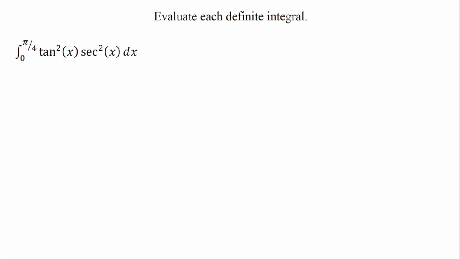All right, so for our last few here, we're just going to go back to doing some definite integrals. This first one, we want the integral of tangent squared secant squared. Remembering that the derivative of tangent is secant squared should allow us to just let u equal tangent x. And if u is tangent x, then du is secant squared x dx.